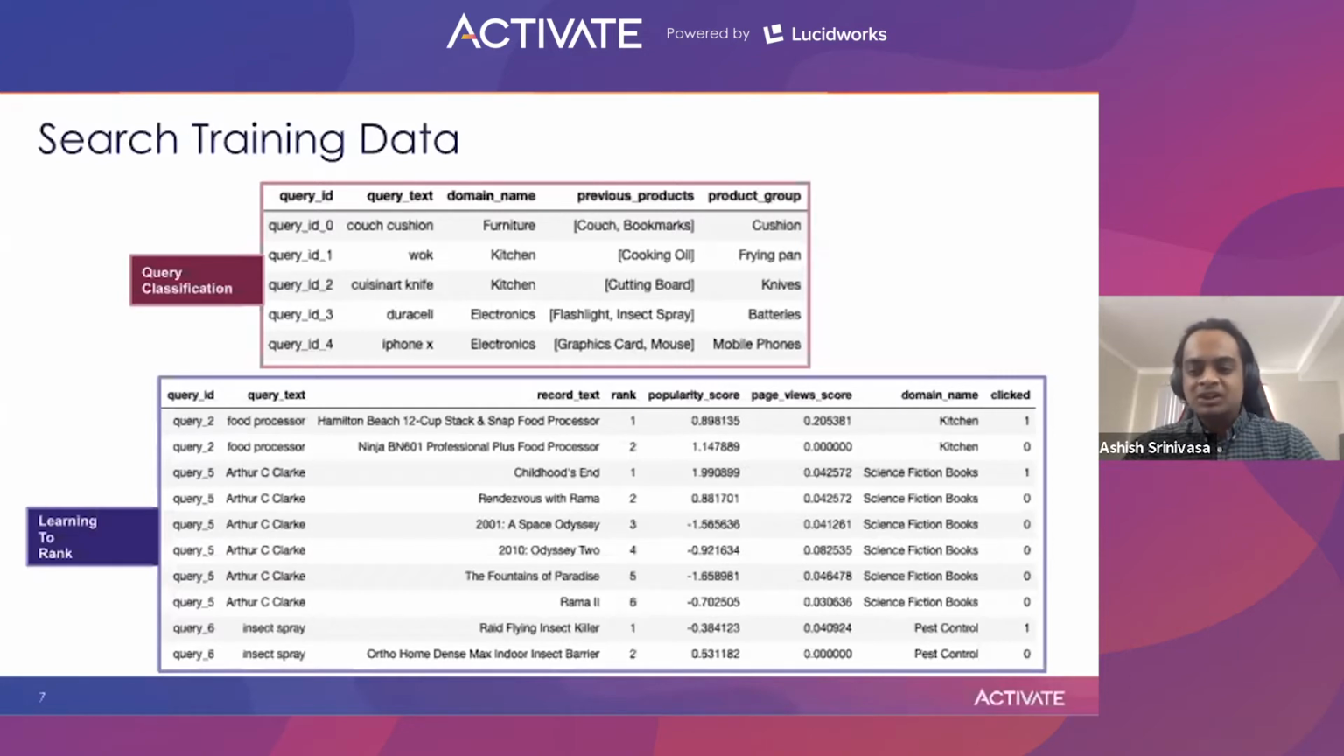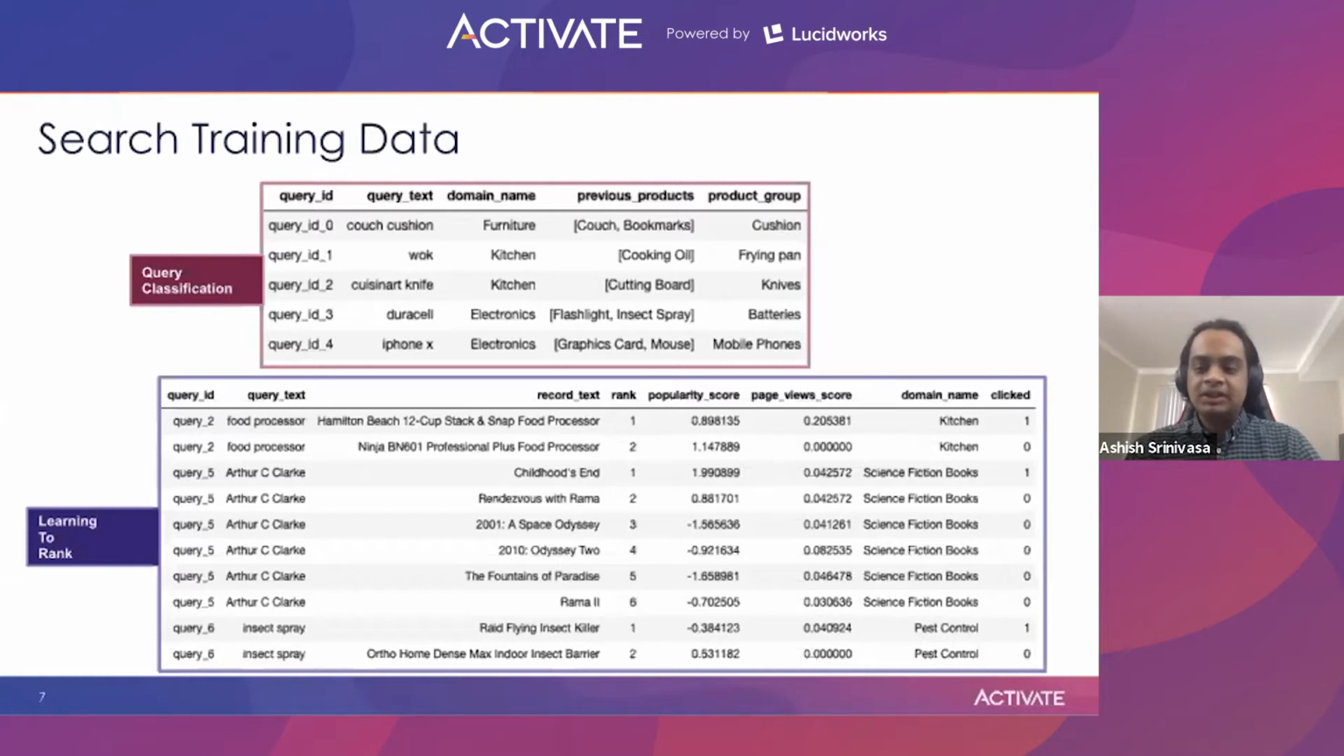What I want you to observe is that all the information needed to classify a query is contained in a single row of this table. Now, let's look at the second example. Here, the data is for a learning to rank or ranking task. The goal here is to find the best ordering of the documents for a given query.